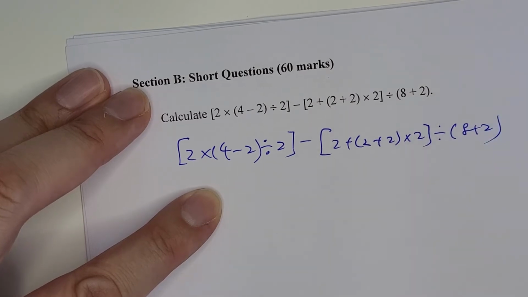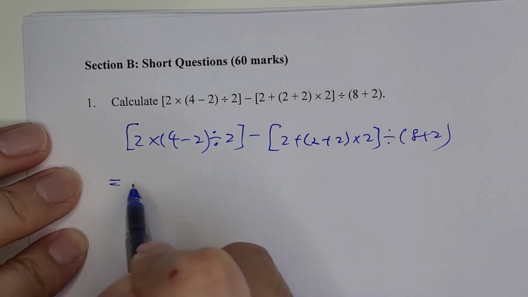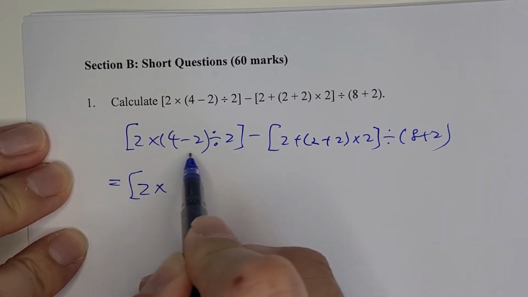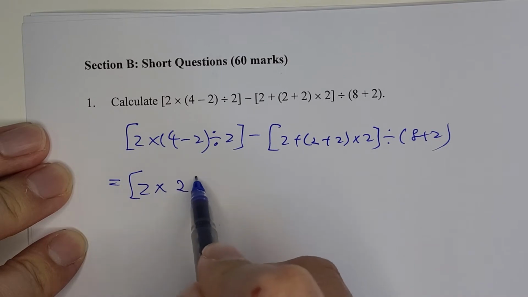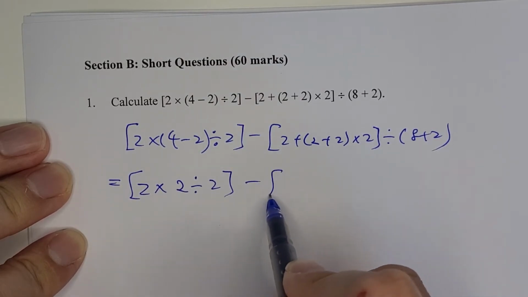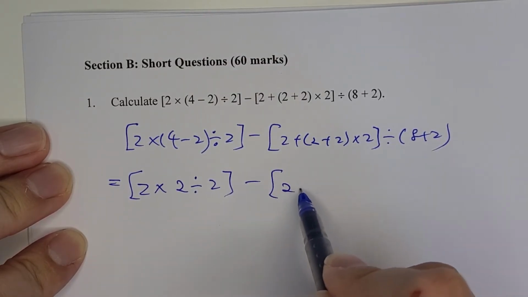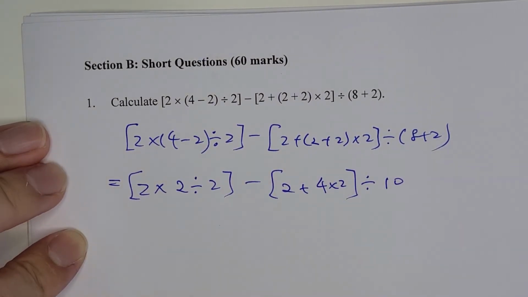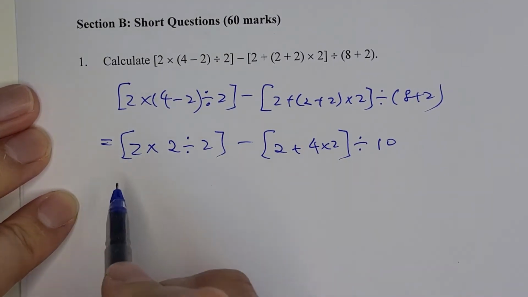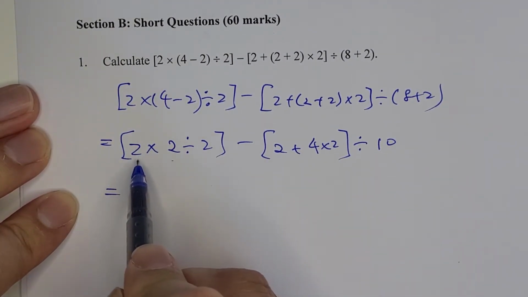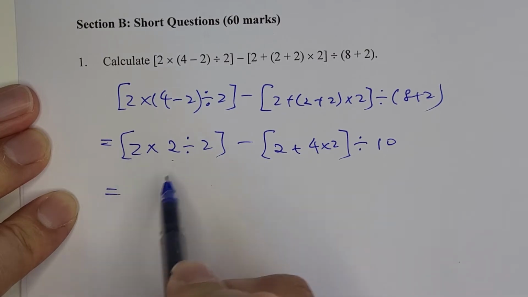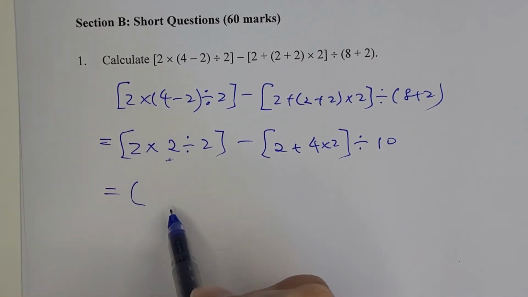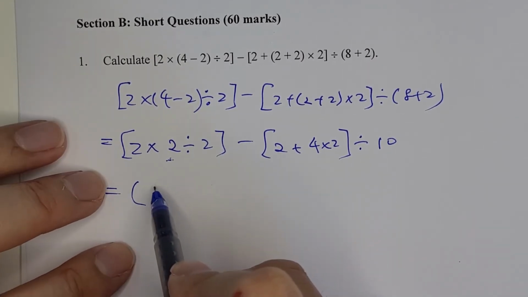And then the next step you should do is keep this square bracket. You need to simplify something inside the small bracket. So here is 2 minus, and here that is plus 4 times 2, and then divide by 10. So next step, you perform the multiplication and then division from left to right. 2 times 2, that is 4. You can do it in your mind, and then divided by 2, you can directly get 2.